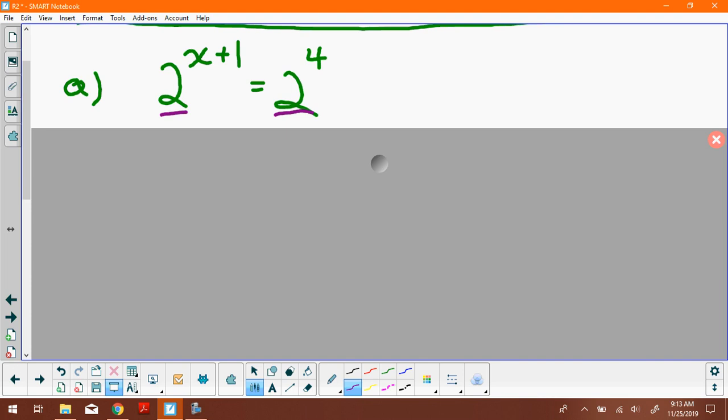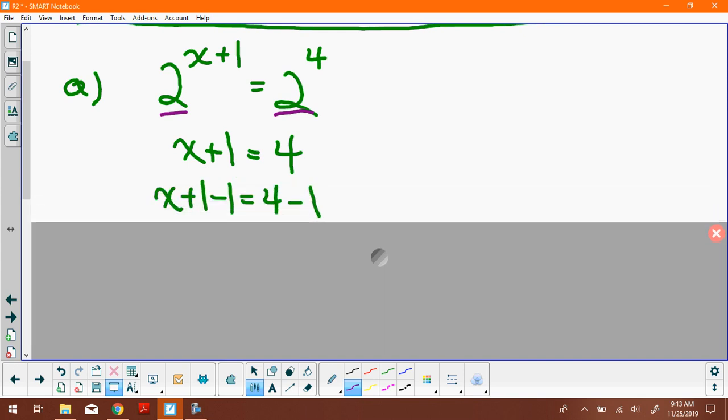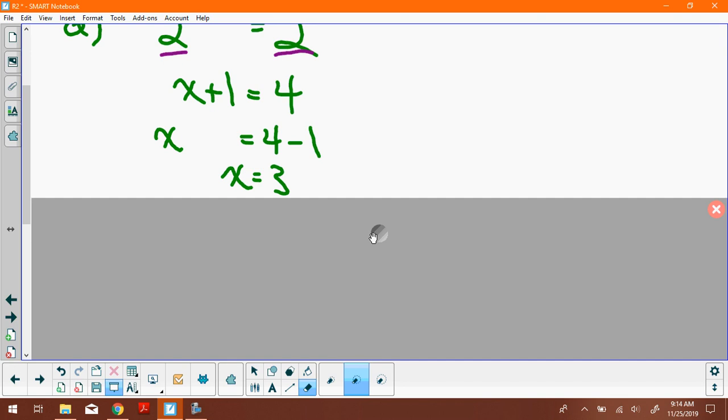Okay, so that's my next line. It's just to say my exponent on the left, x plus 1, is equal to my exponent on the right, which is 4. And now we're just doing some algebra to solve for x. So my next step would be to bring the 1 across. I think when we did this on the board the other day, I only showed it coming over to the other side, but it's the same thing that I've shown there. I bring the 1 over, so that means x is equal to 3.